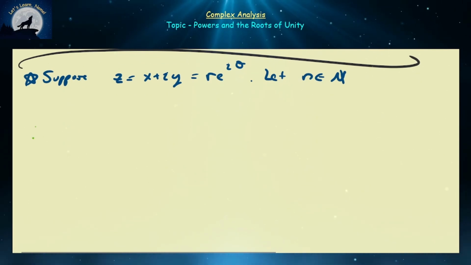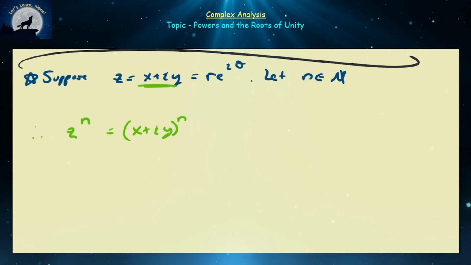How would you define z to the power of n? Well, z to the power of n, if we take its rectangular form, is going to be equal to x plus iy to the power of n. So how would you define this? Well, one way you could define this is to use the binomial expansion theorem.